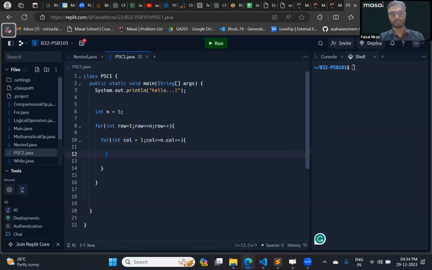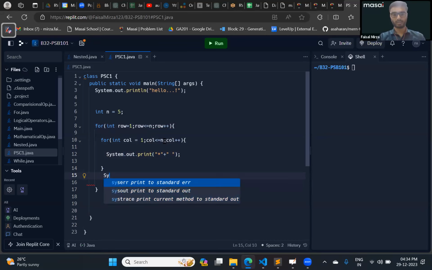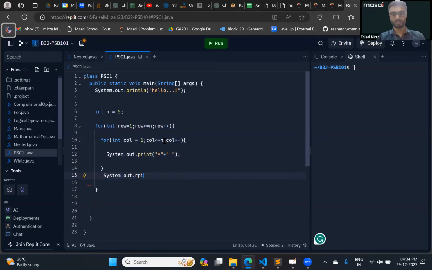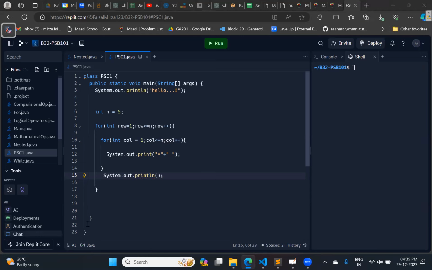Now tell me the output for this. Very simple. System dot out dot print. I'm giving space as well. System dot out dot print. Right. Tell me the output for this. What will be the output? What can be the output?